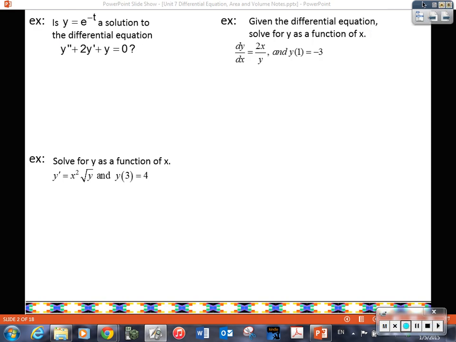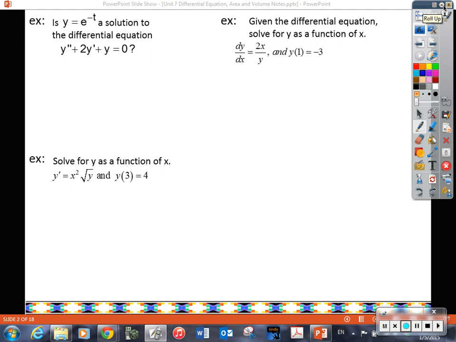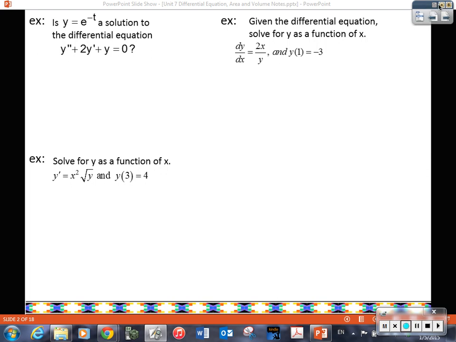The first one asks us if y equals e to the negative t is a solution to the differential equation. First of all, what order is that differential equation? It's a second order differential equation because it has a second derivative, right? The highest derivative tells us the order of the equation. All they're asking is, is this function y a solution?